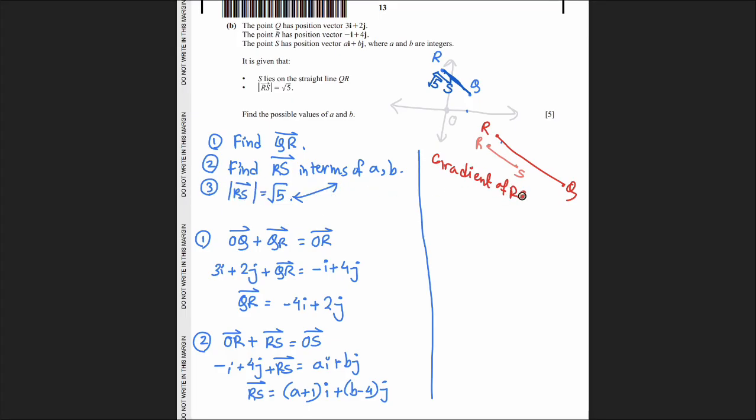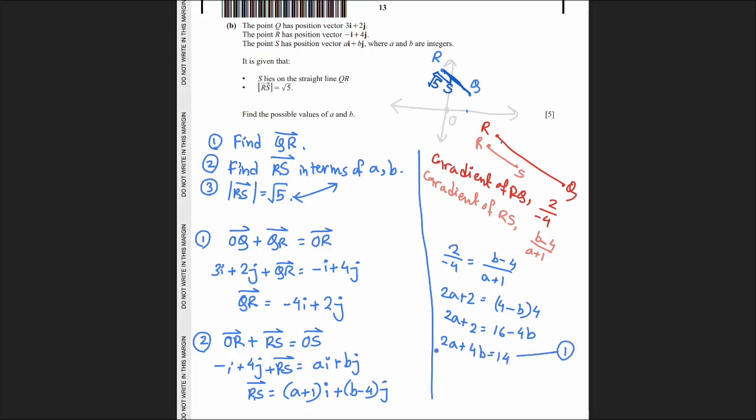Gradient of RQ is the y value divided by the x value. And the gradient of RS is going to be b minus 4 over a plus 1. So the gradients are supposed to be the same. So let's equate them and cross multiply. I forgot to mention that because there is a minus over here, the terms shift sides. That is one equation. There are two variables, so we need another equation, and we can get another equation from here.